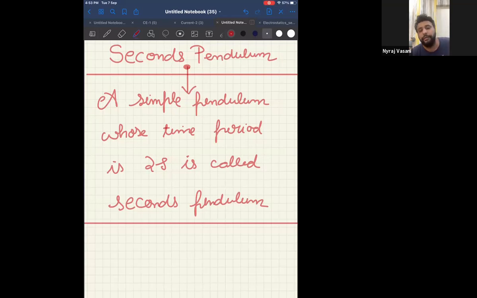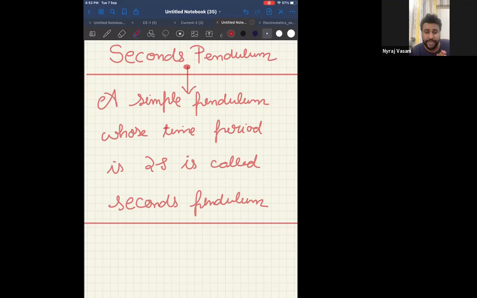Now you'll ask me, what is the difference between seconds pendulum and simple pendulum? Answer is, seconds pendulum is a special case of simple pendulum. It is simple pendulum itself, but it is a special case of simple pendulum. What is this special case? The special case is the time period is 2 seconds of a simple pendulum. That simple pendulum is called seconds pendulum.